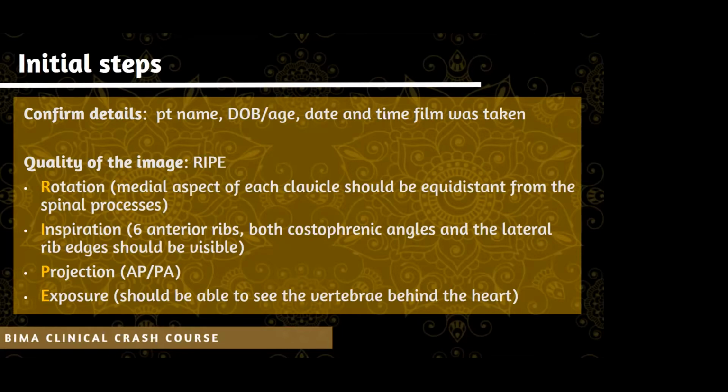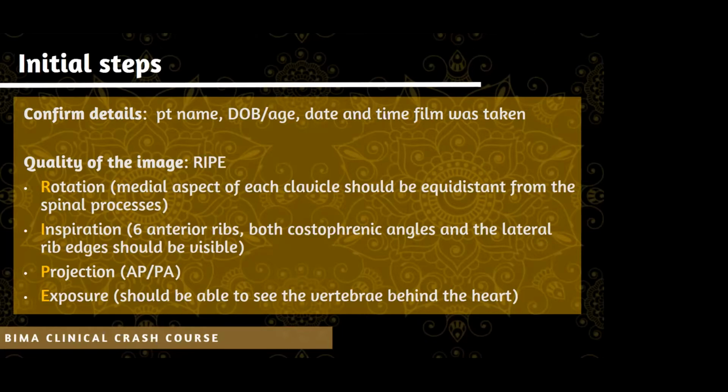So you start off by looking at the rotation of the person. If they're not rotated and if the film is a central film, you'll have the medial aspect of each clavicle being the same distance from the spinous processes as one another. Often you use the clavicle with C7 or something like that, and just because of the way it lines up, that's a bit easier.